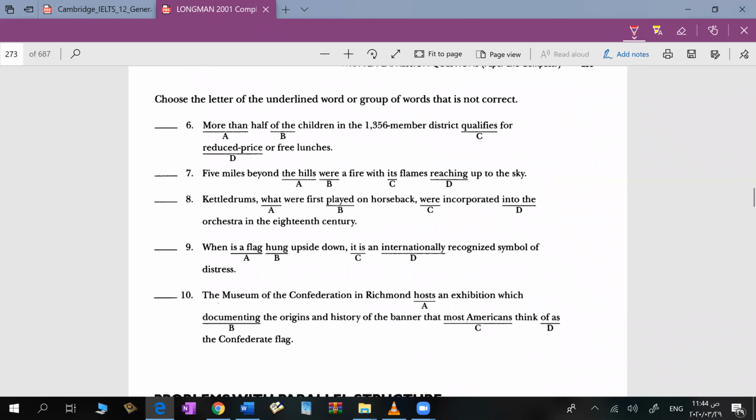Number 6: "More than half of the children qualifies." What do you think? "Qualifies" should be "qualify." Why? Because the subject here is plural. With "half," you cannot decide whether it's singular or plural. You have to look at the noun afterwards. The word "children" is plural, so this is plural. But if after "half" we have a singular or an uncountable noun, it would have been singular.